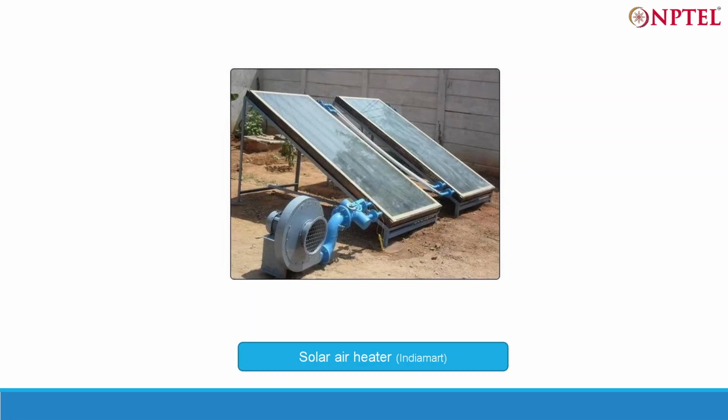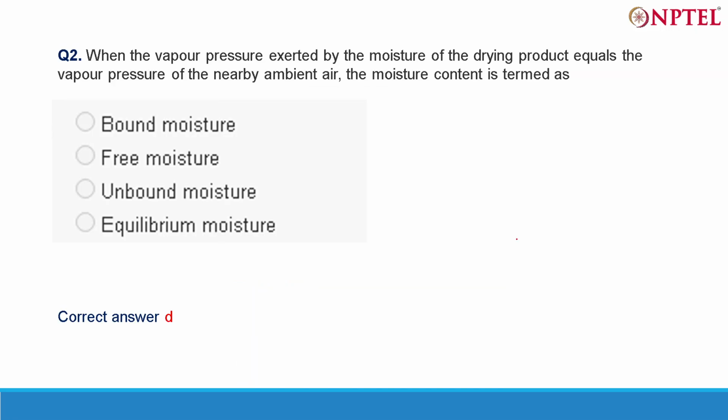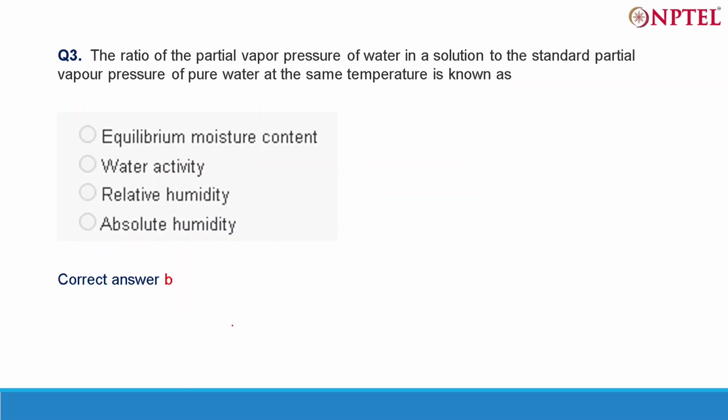Okay, so should we move to the next question now? When vapor pressure exerted by moisture of a drying product equals the vapor pressure of the ambient air, the moisture is termed as. So it is basically equilibrium moisture, because vapor pressure exerted by moisture in the drying product equals the vapor pressure of the ambient air. So both are actually in equilibrium. So this is equilibrium moisture.